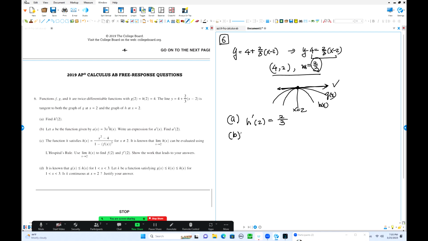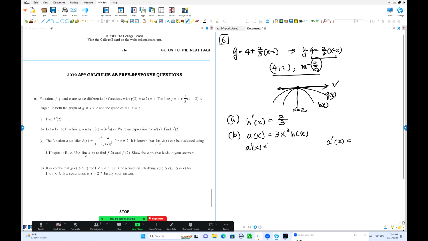Second one there. A is the function given by a of x. They create a new function over here. A of x is 3x cubed times h of x. Write the expression for a prime of x. We have 2 parts: one is a prime of x, the derivative of this one, and the second is the derivative at x equal 2. We're going to evaluate these numbers.